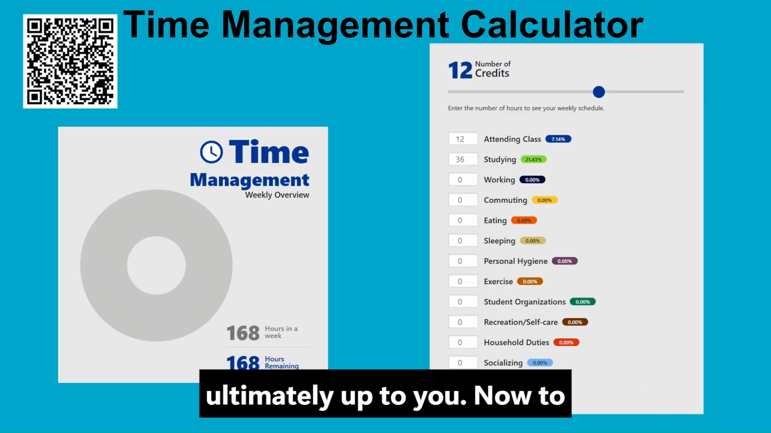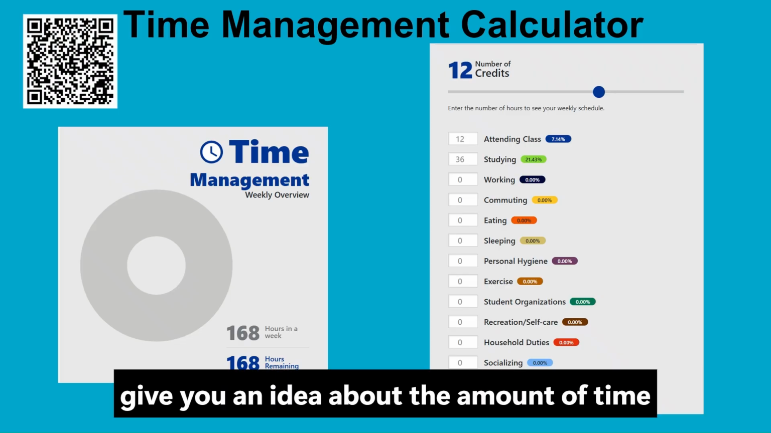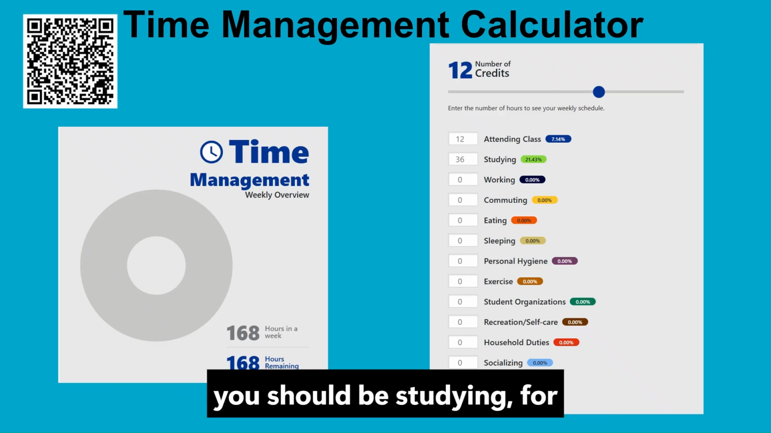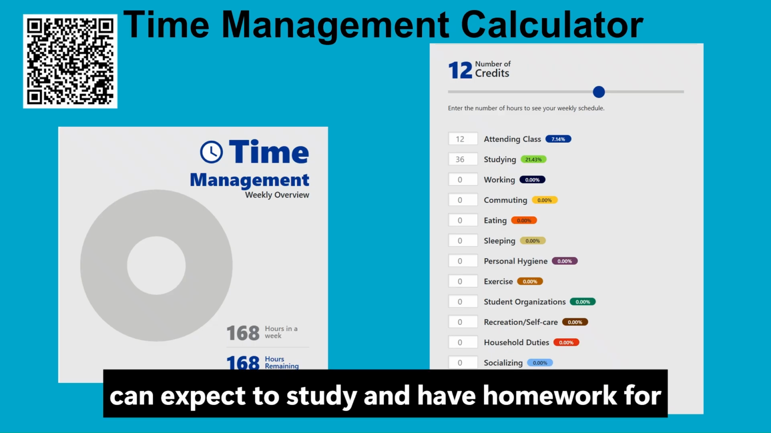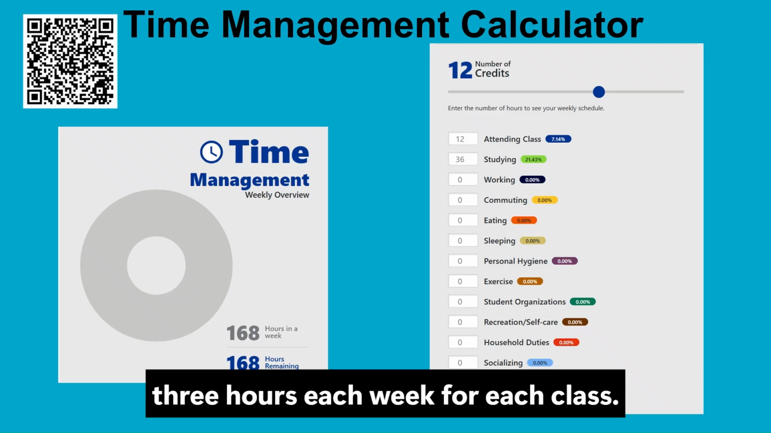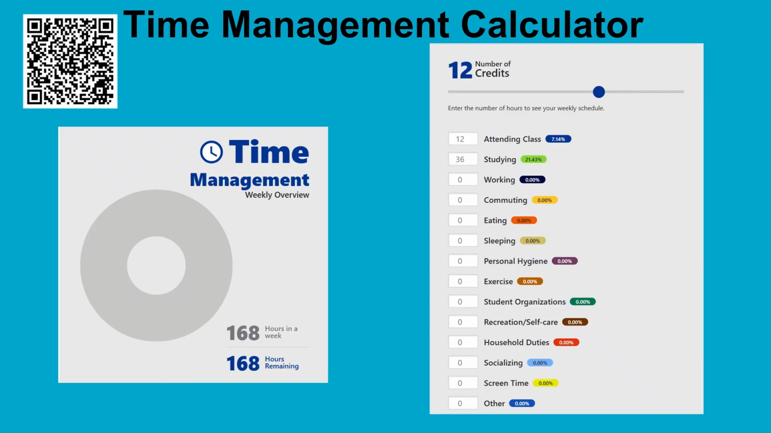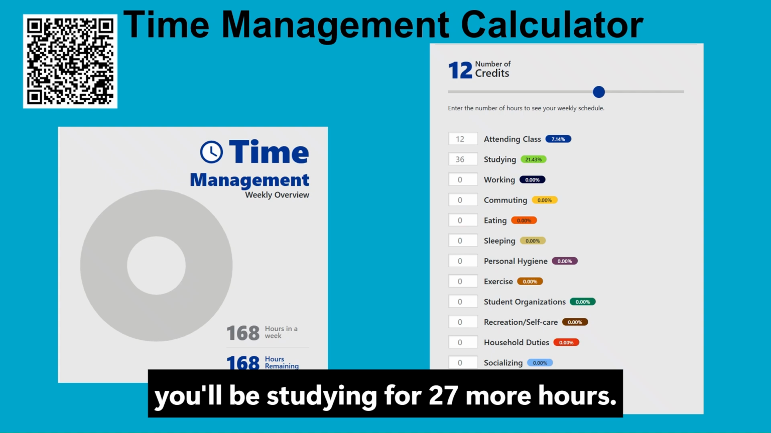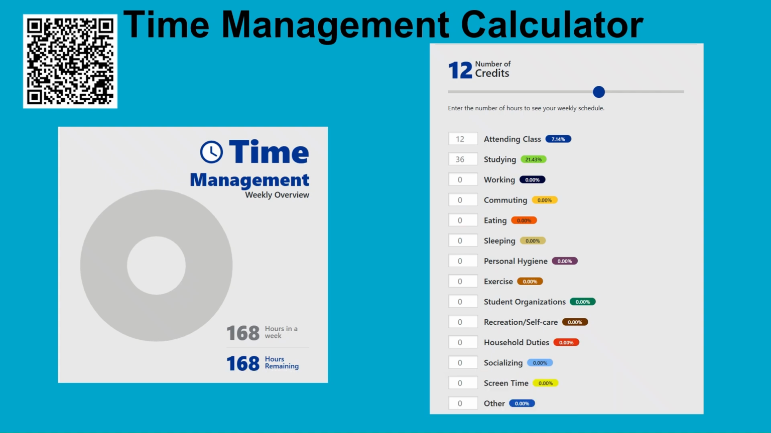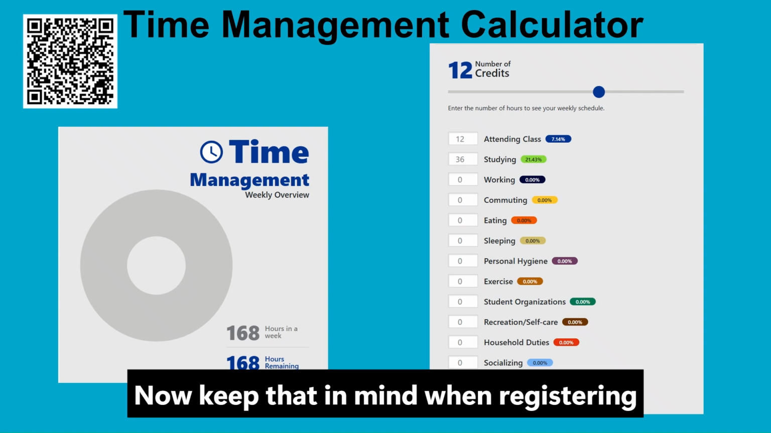Now, to give you an idea about the amount of time you should be studying, for every hour you're in the classroom, you can expect to study and have homework for 3 hours each week for each class. So if you're taking 9 hours of classes, you'll be studying for 27 more hours. Now keep that in mind when registering for classes.